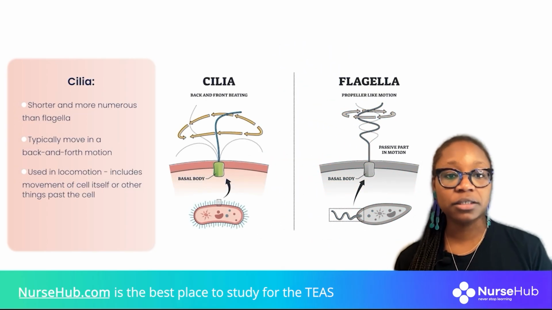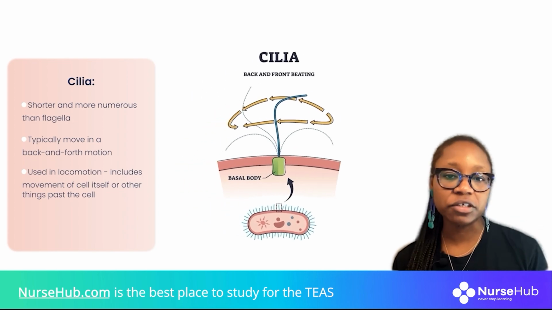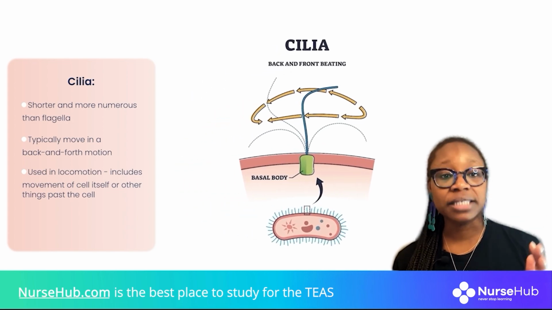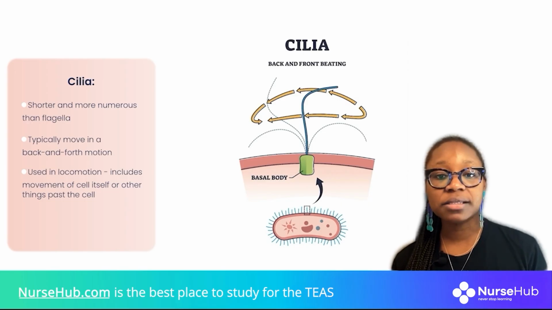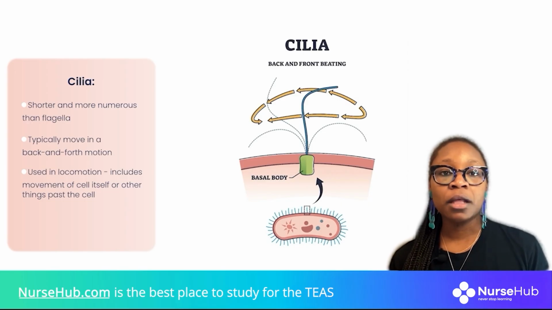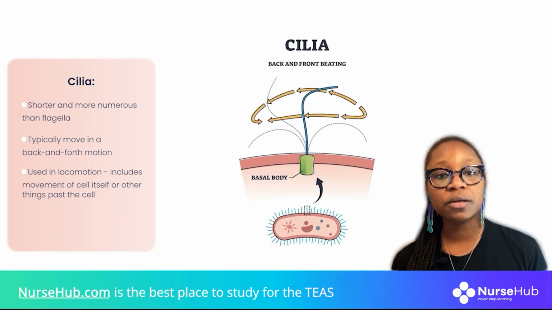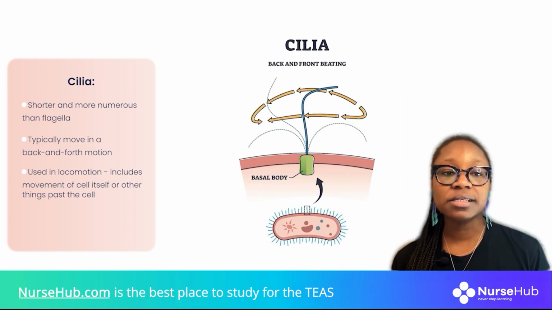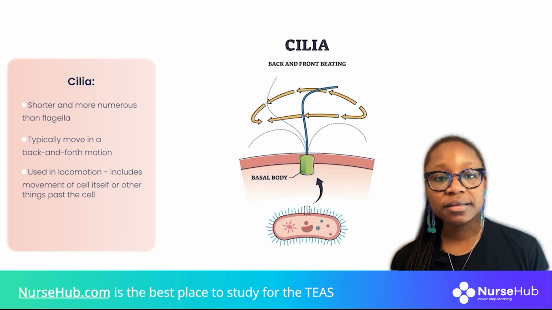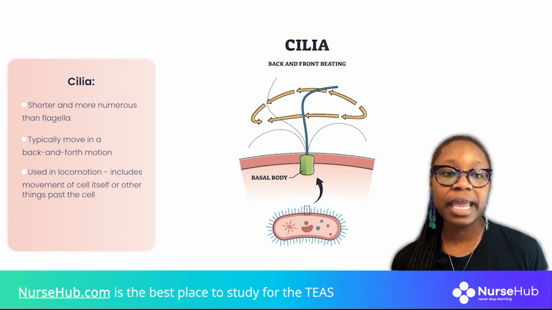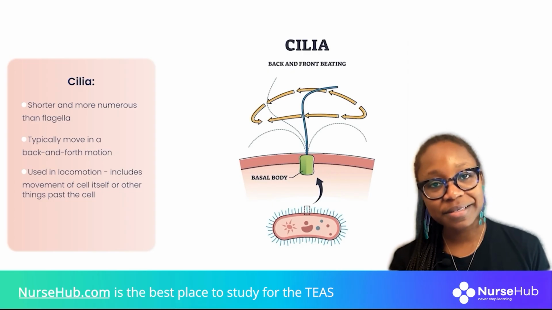Cilia, on the other hand, are shorter and more numerous than flagella. They can be found in many types of cells, including those in the respiratory tract, oviducts, and the brain. In the respiratory tract, cilia help move mucus and foreign particles out of the lungs, while in the oviducts, cilia help move the egg toward the uterus. In the brain, cilia play a role in sensing and transmitting signals.